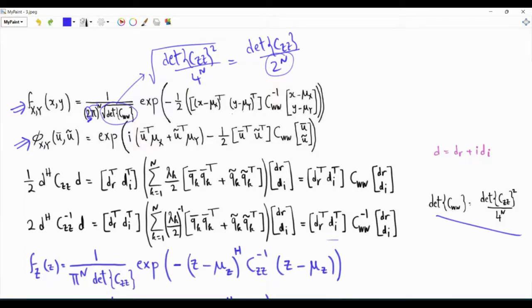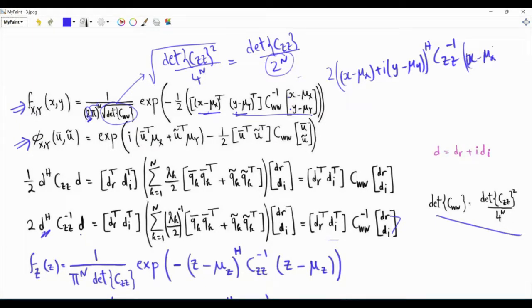We take this quadratic form here, we combine these guys as a complex valued vector. Let's actually write it explicitly. So we'll have one vector x minus mu x plus I y minus mu y. And then we have Hermitian CZZ inverse. And then we have the vector again d, and d is these two guys combined as an n-dimensional complex valued vector. So here we'll have x minus mu x plus I y minus mu y. This is nothing but z minus mu z.